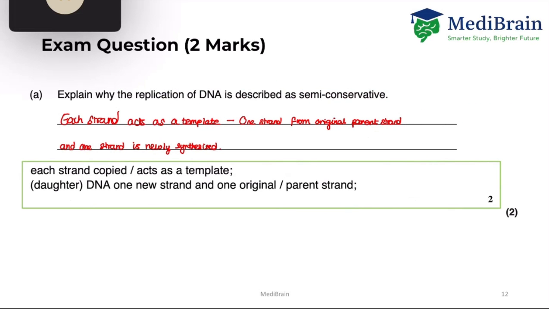Looking at the mark scheme, each strand is copied or acts as a template. Always mention template because that's normally always a mark. And then DNA, one new strand and one original strand, which we said, and we said parent strand. So that would be worth 2 marks.